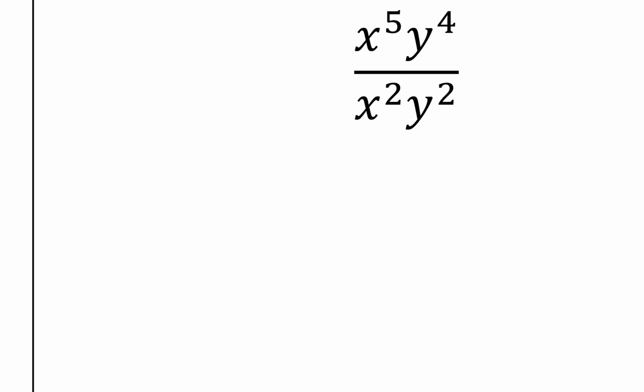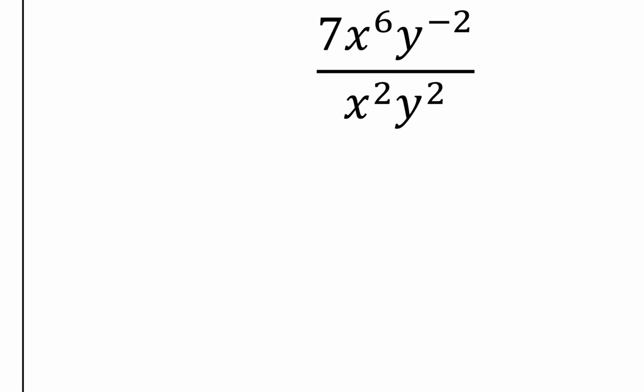Okay, for the next one, same idea here. We have x to the fifth divided by x to the second. That's going to give us x to the third. Then we have y to the fourth divided by y to the second. That's going to give us y to the second right there. And that's going to be my final solution. For the next one, we have 7 on top and a coefficient of 1 down below. So we have 7 divided by 1. That's going to give us 7.